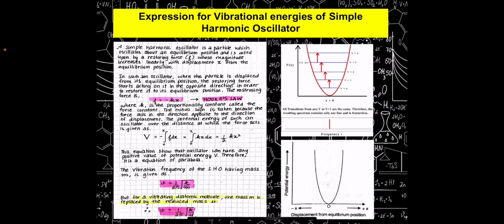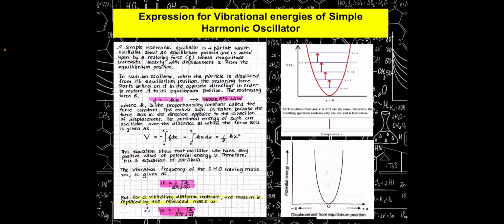Now the expression for vibrational energies of simple harmonic oscillator. A simple harmonic oscillator is a particle which oscillates about an equilibrium position, which is taken as origin and is acted upon by a restoring force which is denoted by small f, whose magnitude increases linearly with displacement x from the equilibrium position.